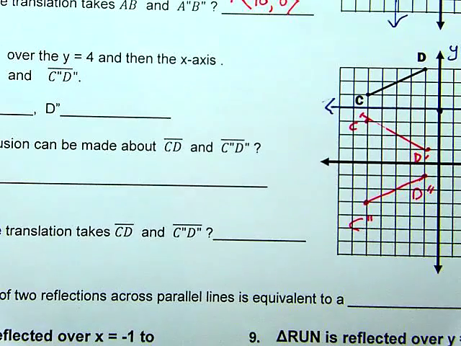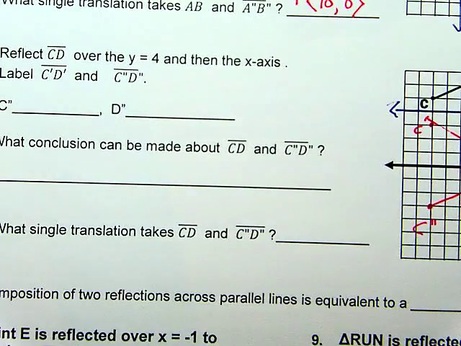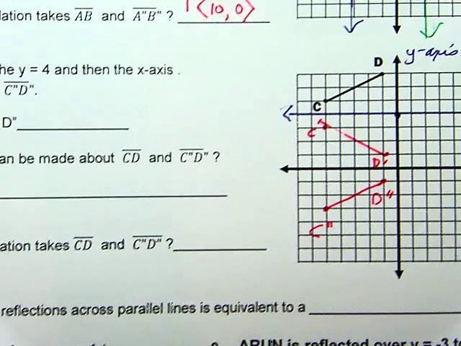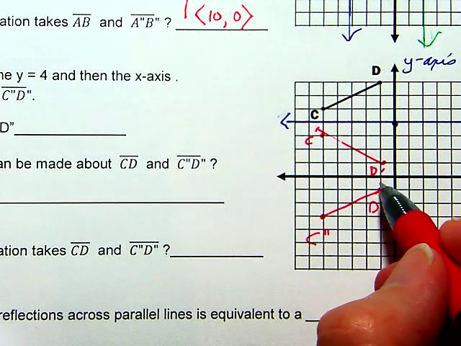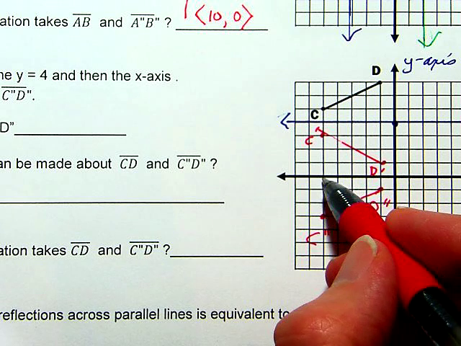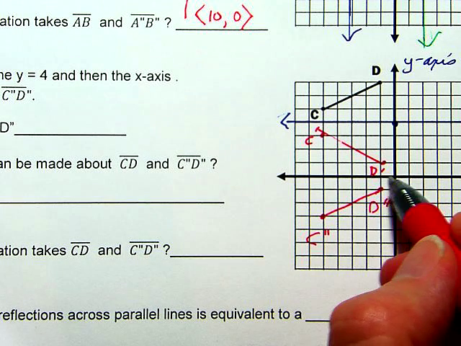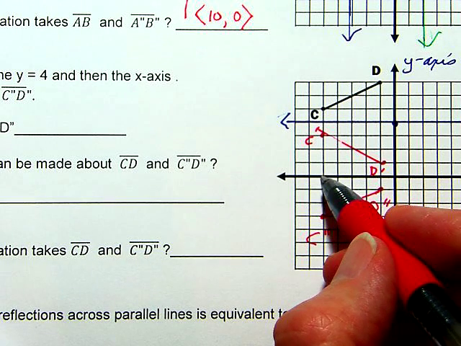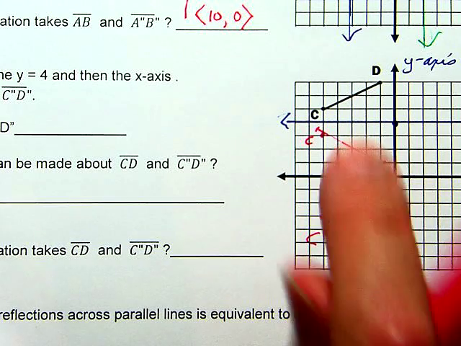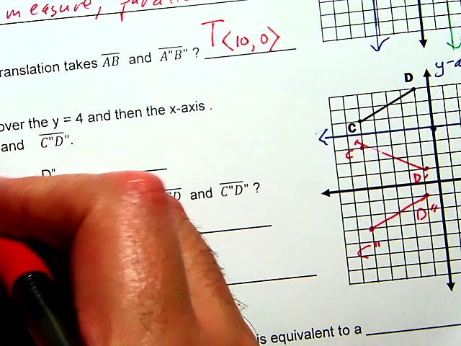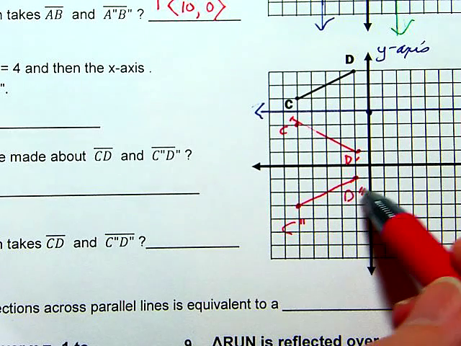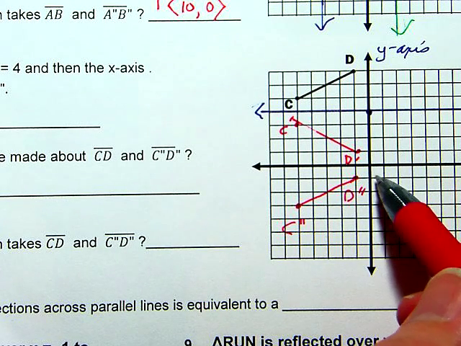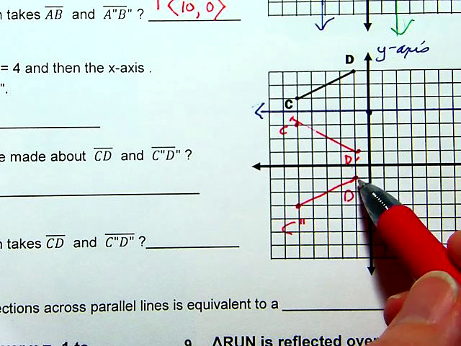So let's write in the coordinates for C double prime and D double prime. C double prime down here is negative 1, 2, 3, 4, 5, and then negative 1, 2, 3. So negative 5, negative 3. And the coordinates of D double prime are going to be negative 1, negative 1.